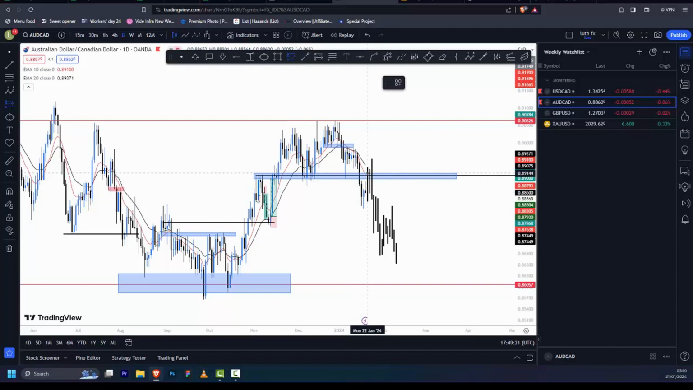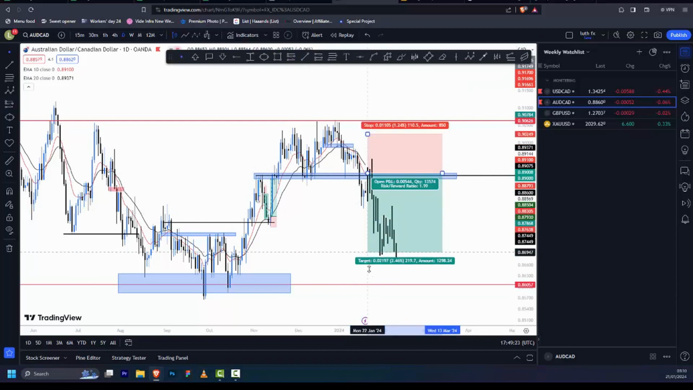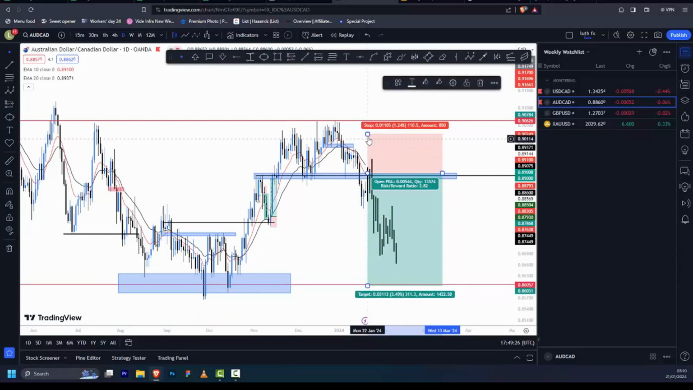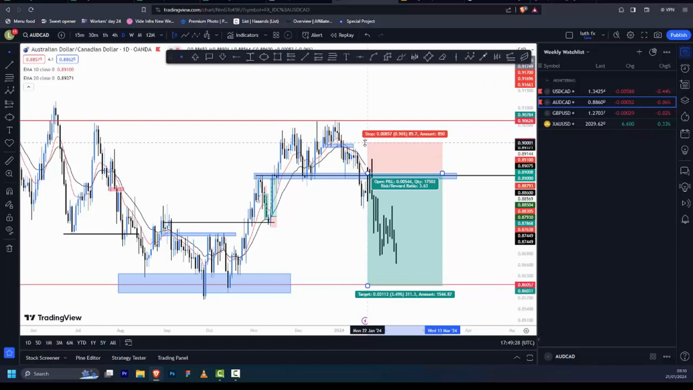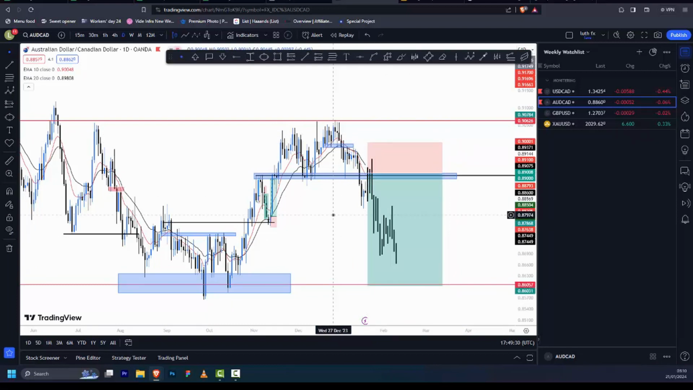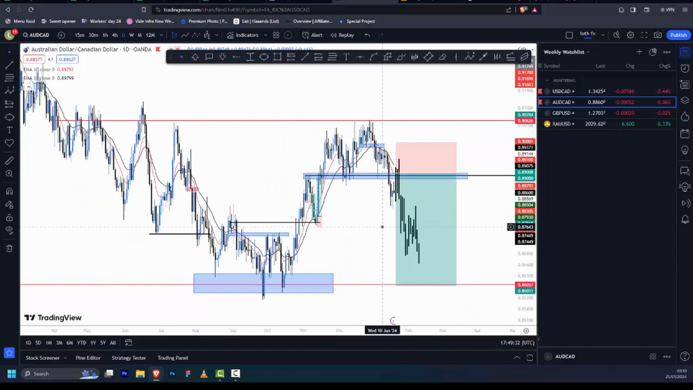So from here, I'm waiting for my students to capitalize on the market, targeting probably more than 300 pips, risking less than 100 pips on this trade, which is going to be a huge swing trade for my students to enjoy if it should play out in our direction, right?